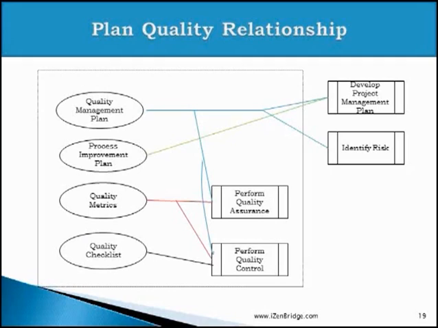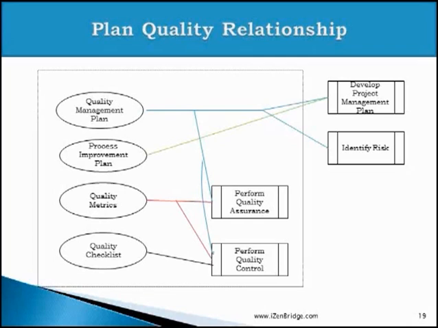Now we spoke about the plan quality process. Now how is this plan quality process linked with other processes? The quality management plan which we produce in the plan quality process is used in finalizing the project management plan. In fact, the quality management plan is a part of the project management plan because all plans finally get consolidated under the umbrella of the project management plan.